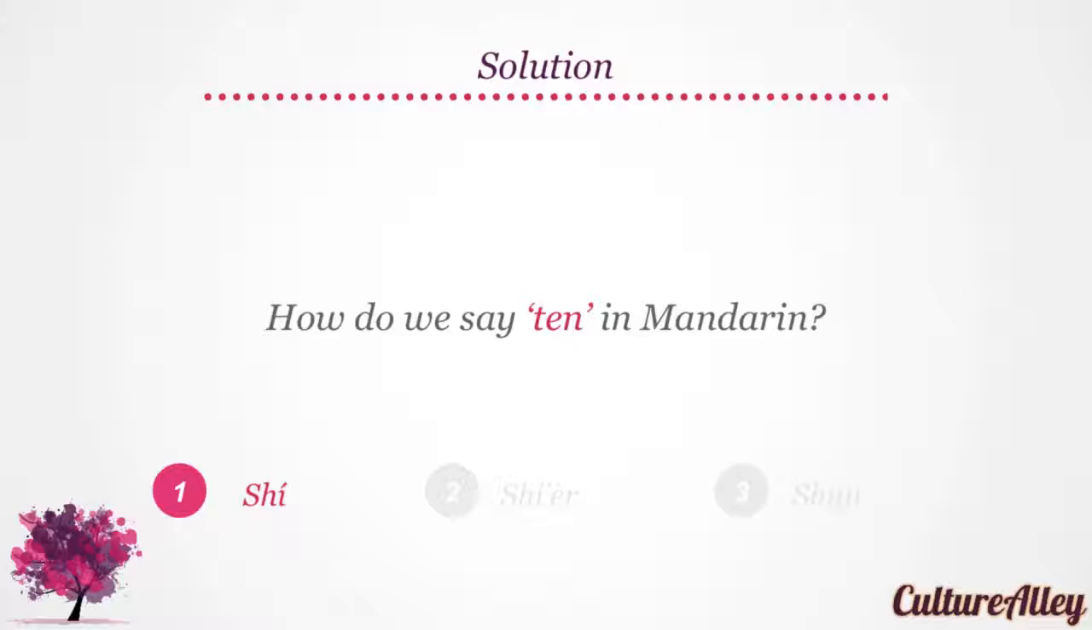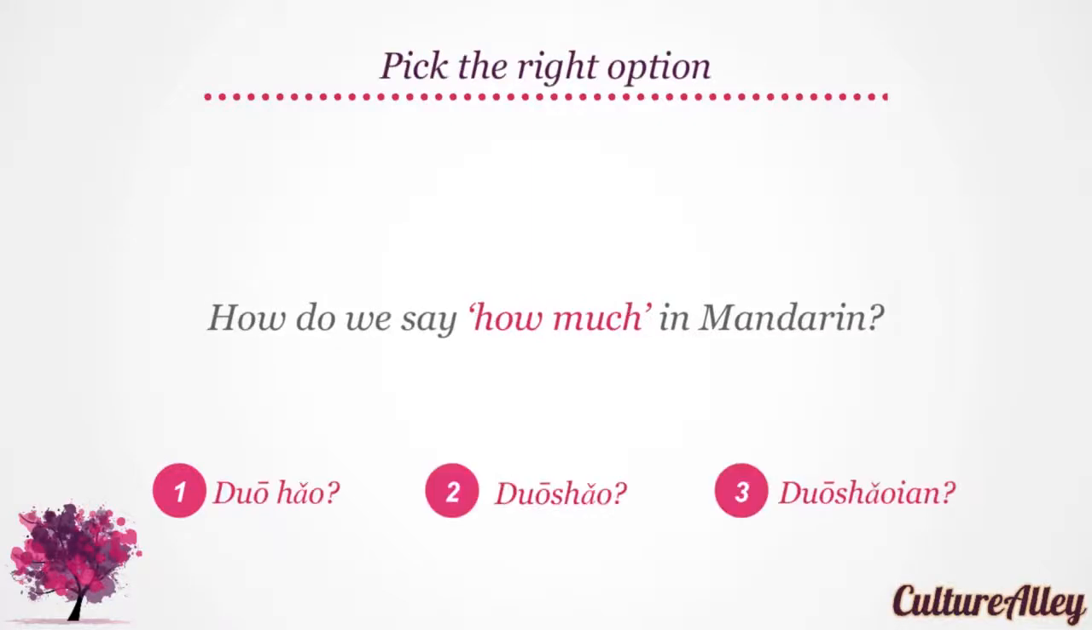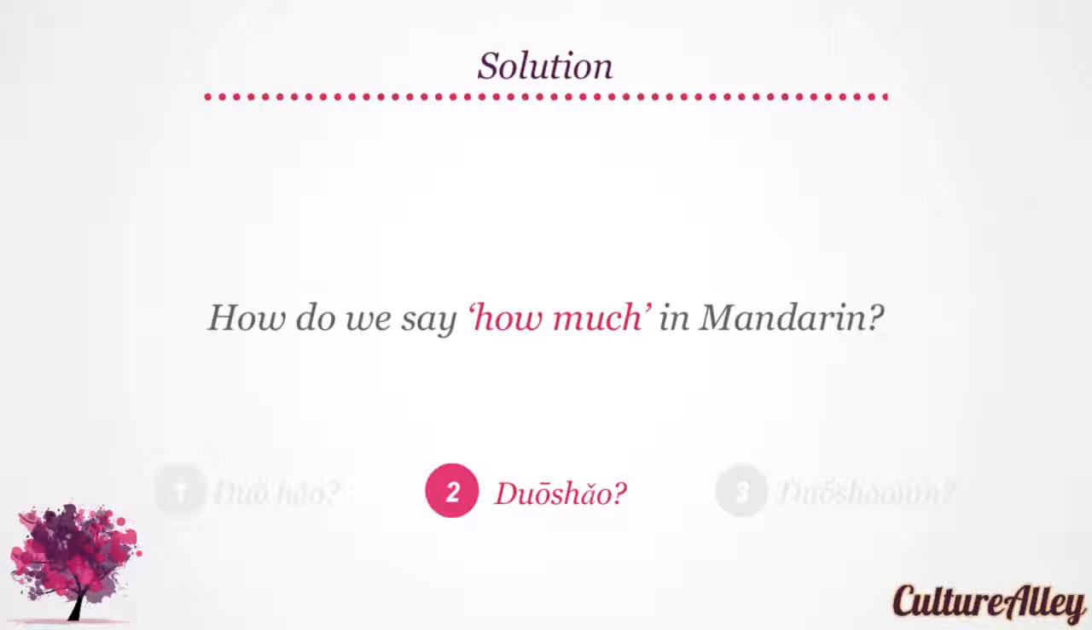Great! Here's another one. How do we say how much in Mandarin? Do we say it as 多好? Or is it 多少? Or does it become 多少年? 多少 is the correct way of pronouncing how much in Mandarin.